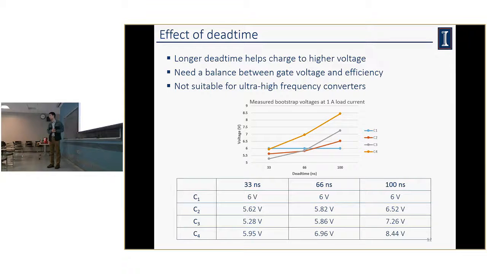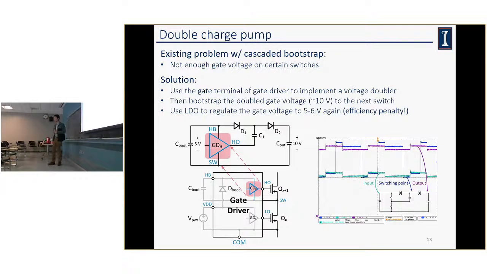So we need to be careful about this limitation and make sure we achieve a good balance between the gate voltage we achieve and also the overall efficiency of the power converter. So there are a few limitations of this method. But we don't want to give up. This is a quite simple solution. If we do some modification, we can still get this to work pretty well.